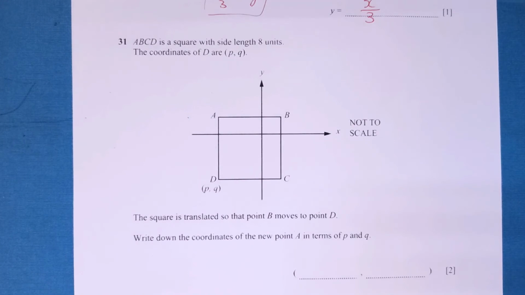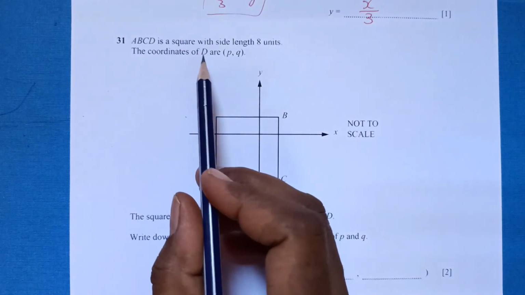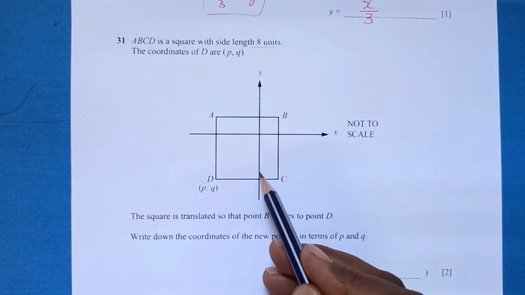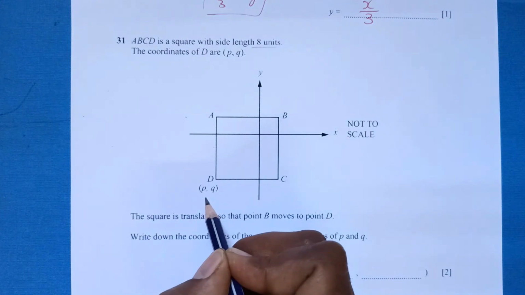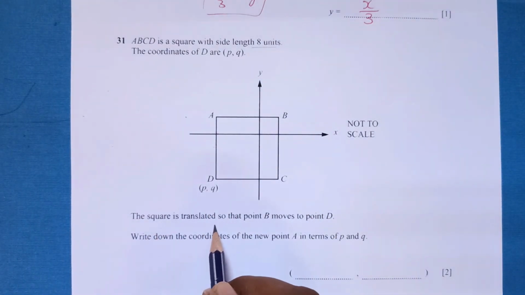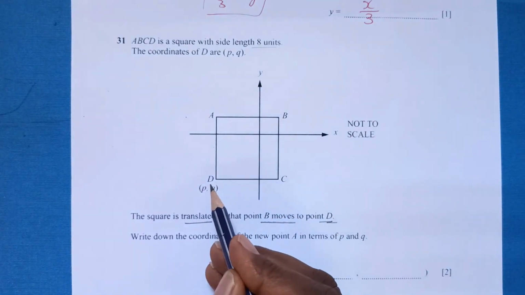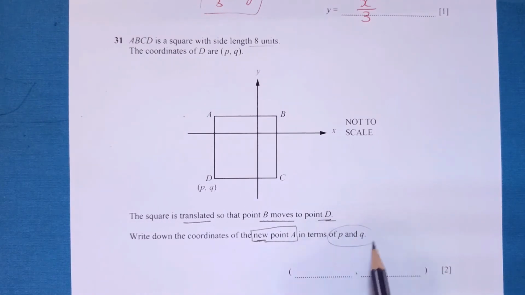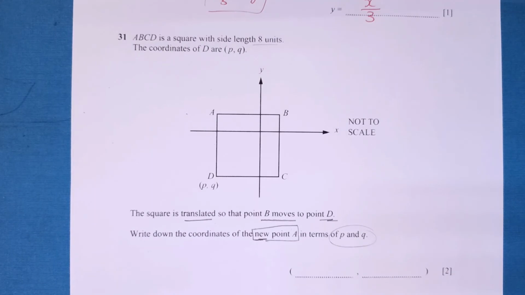Okay, so question 31. This is the last question of this paper. ABCD is a square with side length of 8 units. So we have this square here, ABCD. All the sides are of 8 units. The coordinates of D are P and Q. The square is translated so that B moves to point D. So B is moved to D. Write down the coordinates of new point A. So we need to find the coordinates of new point A in terms of P and Q. So in our answer, P and Q will be there.